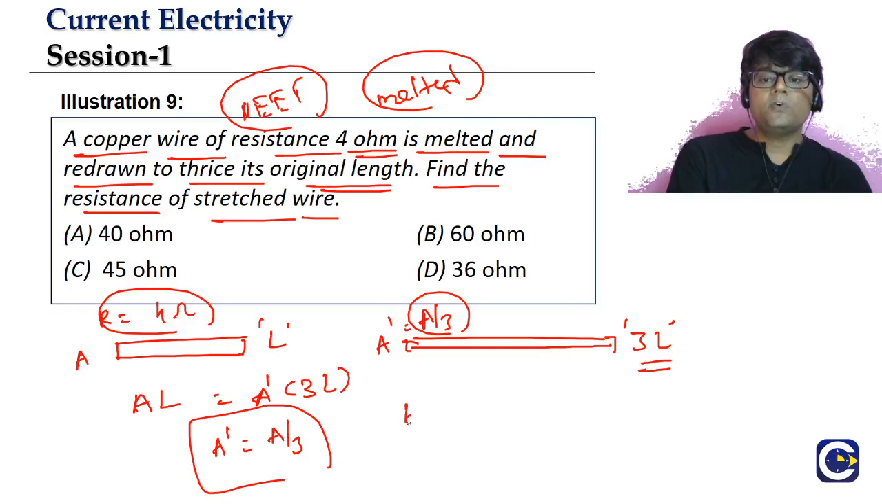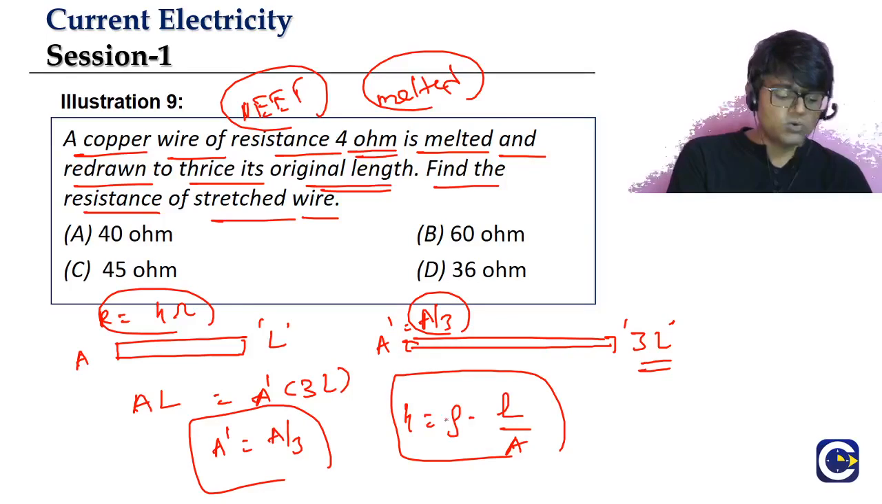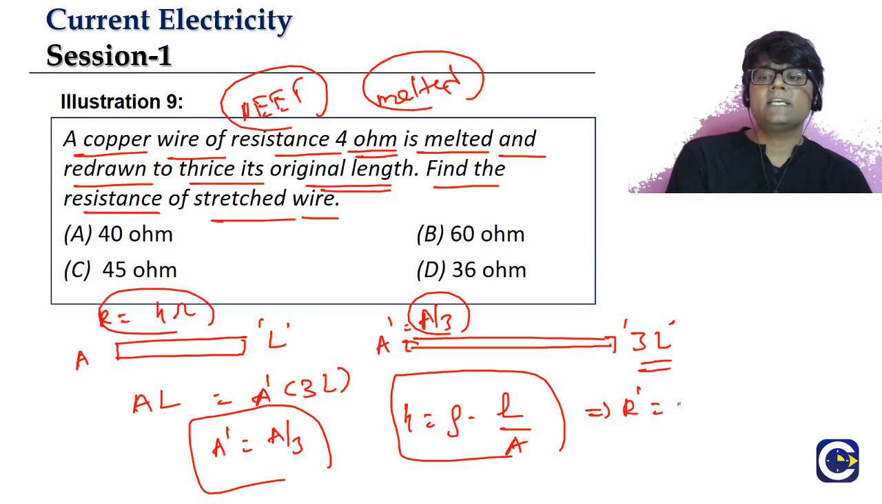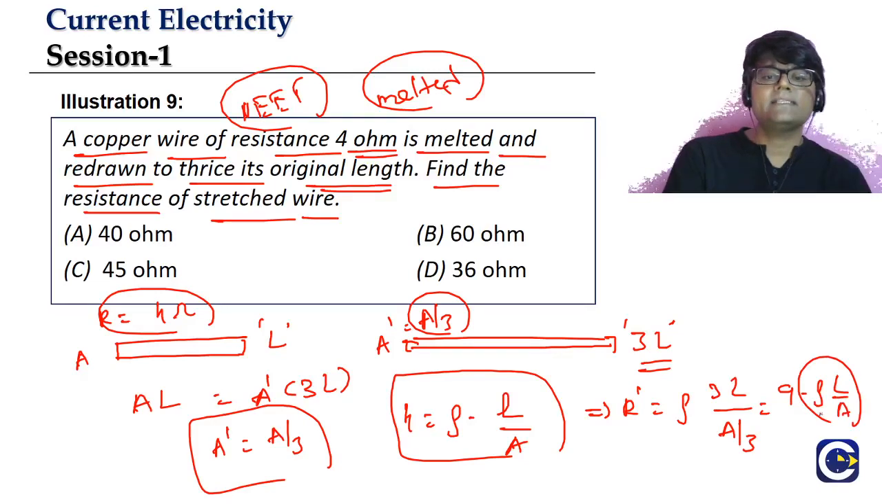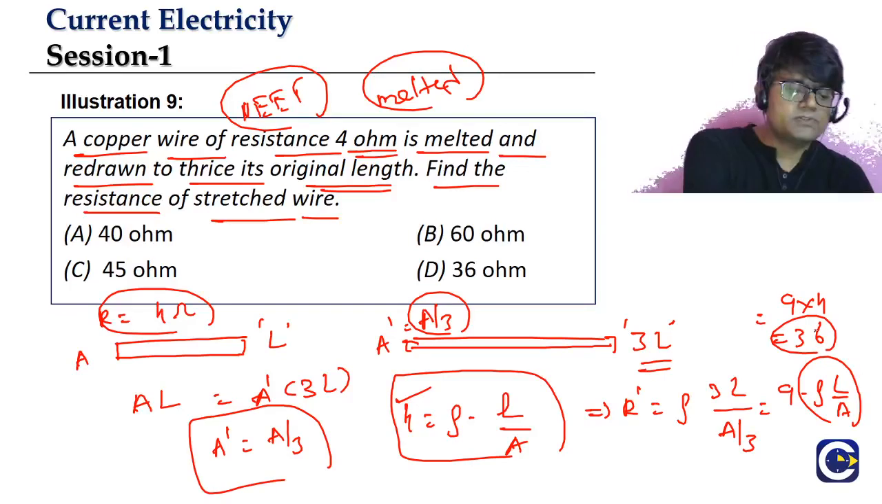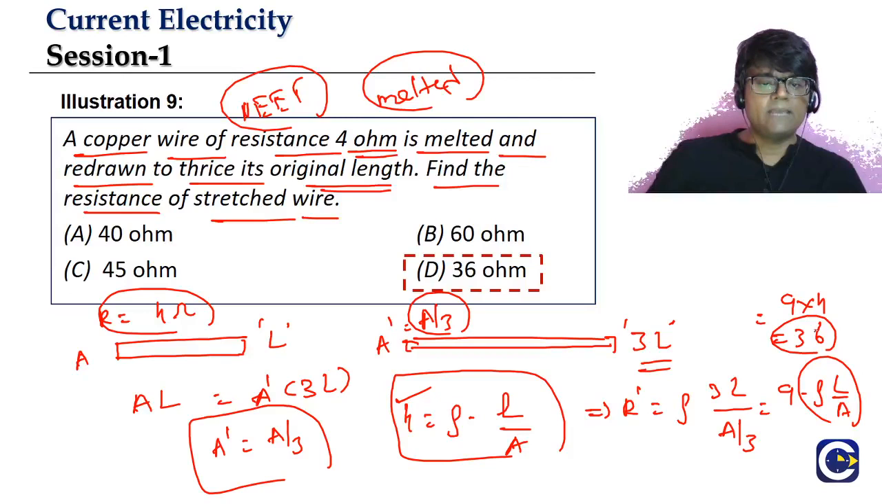Now initial resistance is 4 ohms. Means 4 is equal to rho into L by A. That's it, right? Resistance value is rho into L by A. Now we need to find the new resistance. What is the new resistance R dash? Same material, right? Rho will not be changing. Into what is the new length here, guys? 3L. Divided by the new area, A by 3. Means we can see it is going to be 9 times rho L by A. What is rho L by A, guys? 4. 9 times rho L by A means 9 into 4, how much is it, guys? 36 ohms.